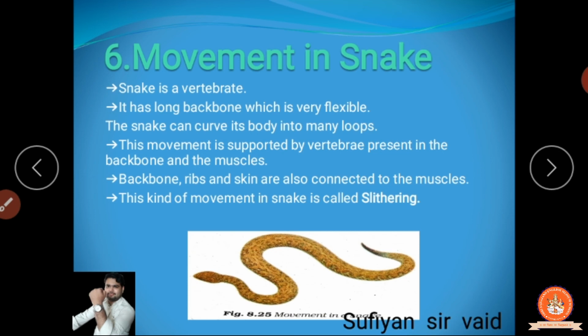How? Let's look at that. A snake is a vertebrate, it has a vertebral column. Clear? It has a long backbone which is very flexible. Clear? The snake has a long backbone and it is also flexible. Clear? The snake can curve its body into many loops. Clear? So when you observe a snake or a python, आपने अजगर भी देखा होगा.